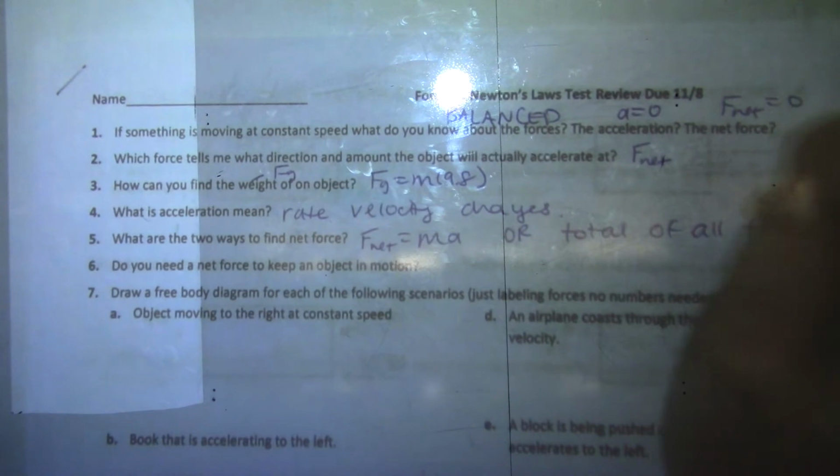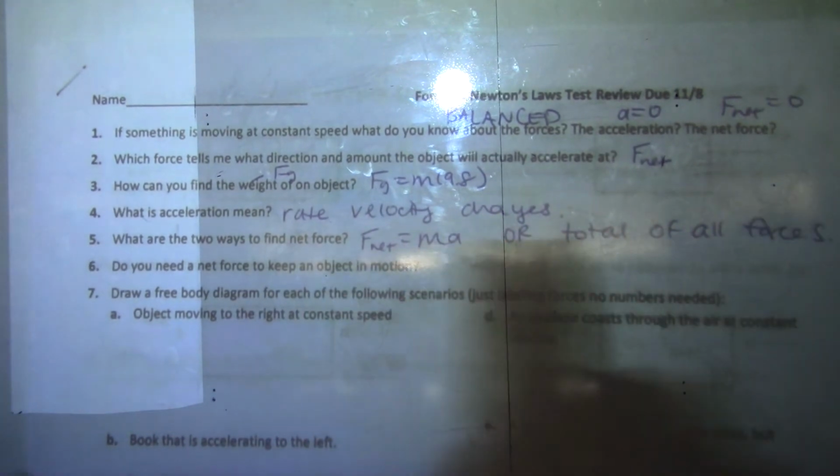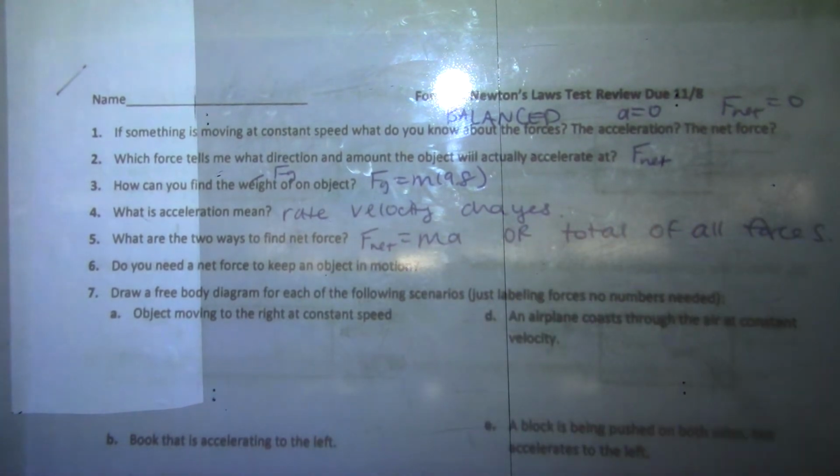Two ways to find F net: F net equals ma, or you can think about it as the total of all the forces. If you have acceleration, find it this way. If you have all the forces, find it this way. Total meaning add them up, except if they're going in opposite directions, you would actually subtract.